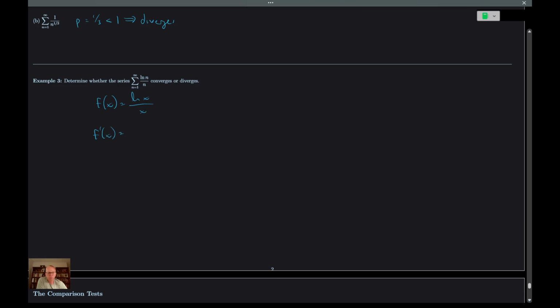So use the quotient rule. We have the bottom times the derivative of the top minus the top times the derivative of the bottom, which is 1 over x squared. So this is 1 minus ln of x over x squared. So where is the derivative positive? That will tell us where the function is increasing. The denominator is always positive, so 1 minus ln of x needs to be greater than 0. So 1 needs to be greater than ln of x, and so x needs to be greater than e.